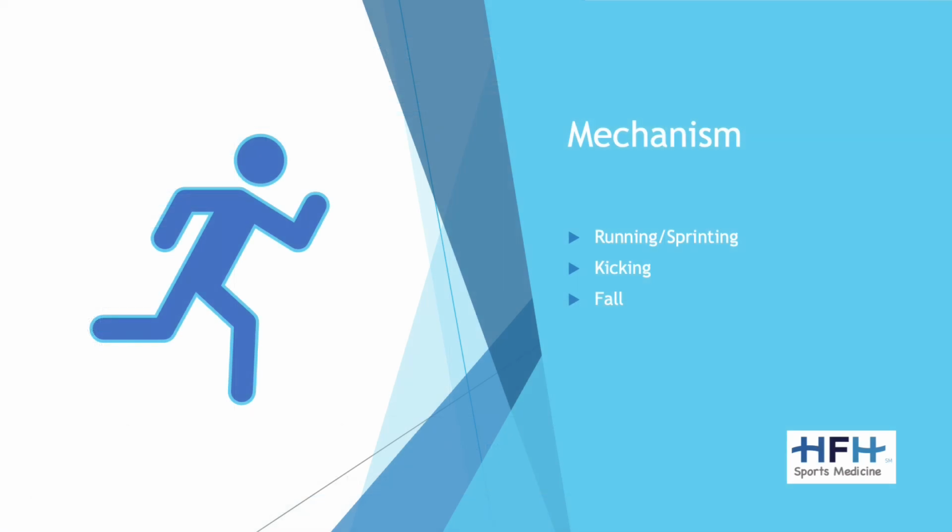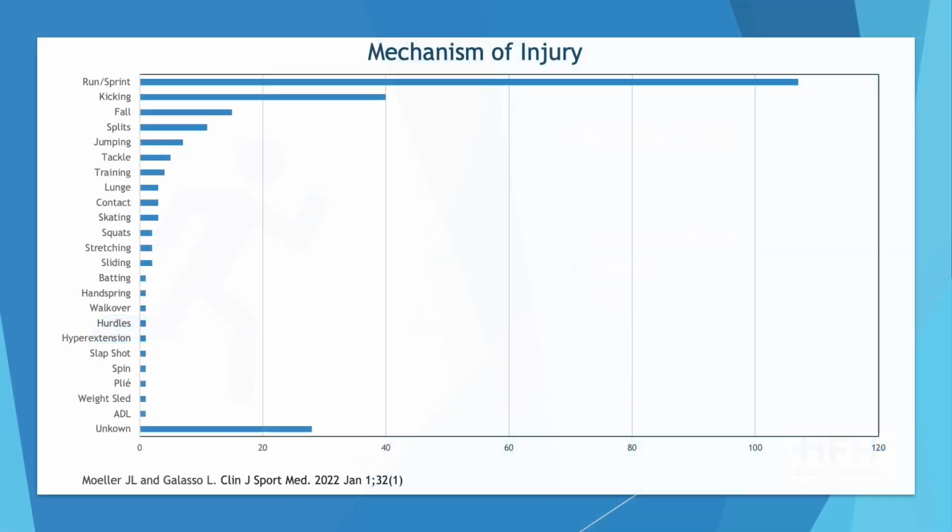Moving on to mechanism, we already mentioned running and sprinting being the number one mechanism, but kicking was number 2, and falls were number 3. Again, looking at the cohort that we were able to report on out of our institution, beyond running, sprinting, kicking, and falling, performing the splits, such as in gymnastics or cheerleading, jumping and landing from a jump, tackle, and this was usually football tackling, American football tackling, not soccer tackling. Basic training, lunges, and so on were the causes of injury.